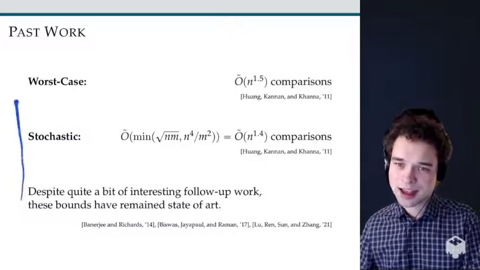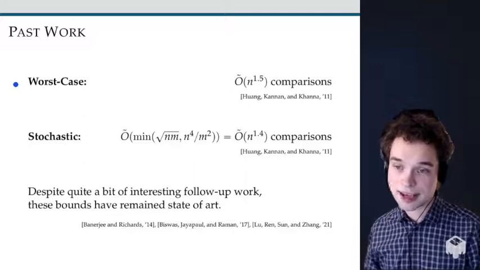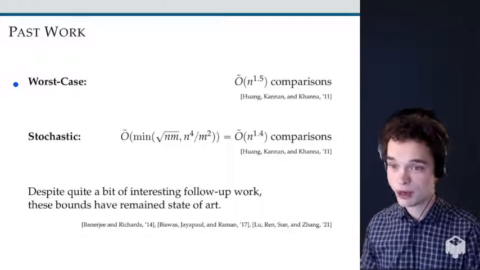But nonetheless, for the kind of vanilla version of these two problems, these initial 2011 bounds have remained unimproved until now. And so that's the goal of this paper. Can we improve these bounds?